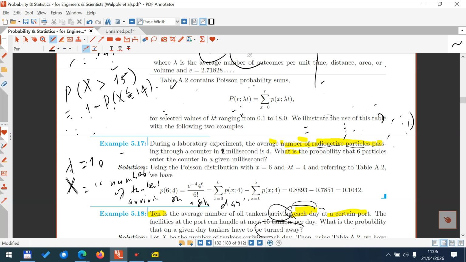And now tell me, 1 minus, now I'm using the CDF, so semicolon. What should I write after the semicolon? This P is now the CDF. After the semicolon, lambda T. What is lambda? 10. What is T? 1, given a day. So it will be 10.